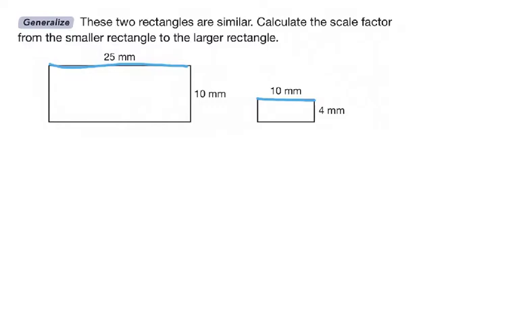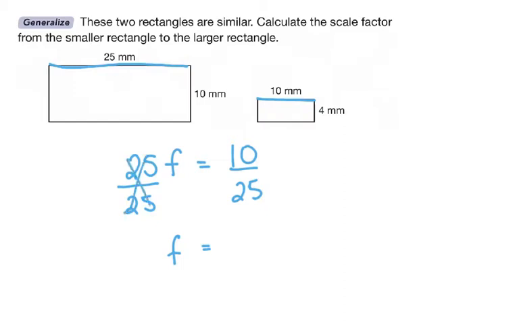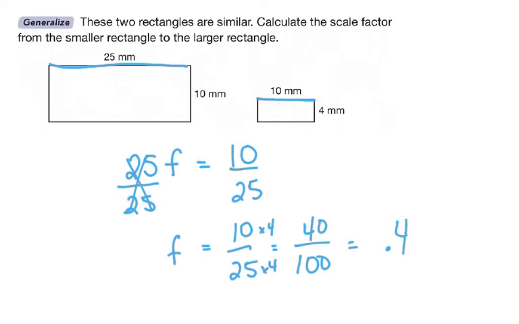All right, so you should have written 25 times the scale factor equals 10. We're going to divide both sides by 25 because we want to isolate our variable. So f equals 10 over 25. We want to reduce that. Actually, I'm going to change it to hundredths because they said to write it as a decimal, right? So that gives me 40 hundredths. If I write it as a decimal, it's 4 tenths. Okay, so that's your final answer.